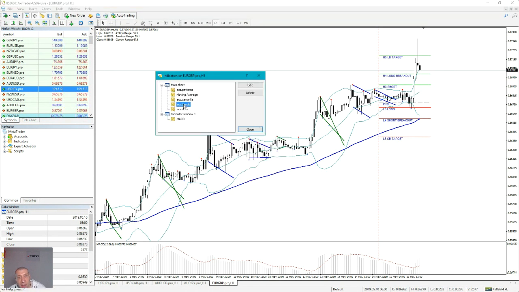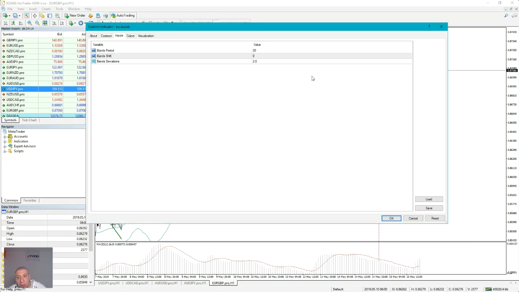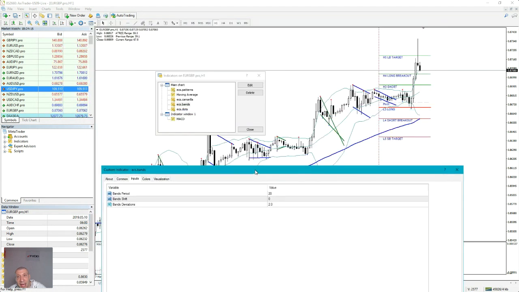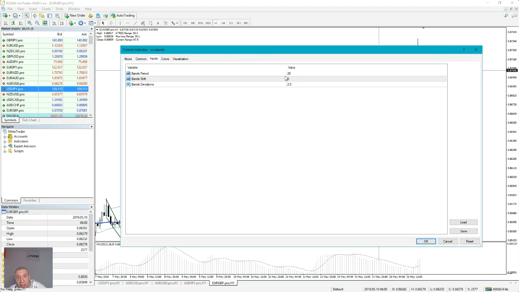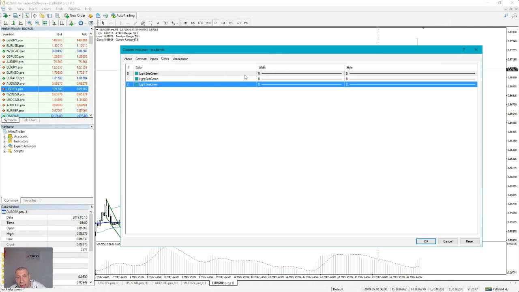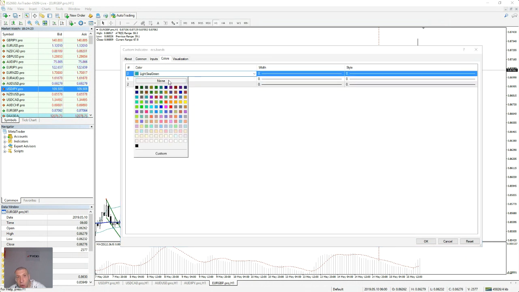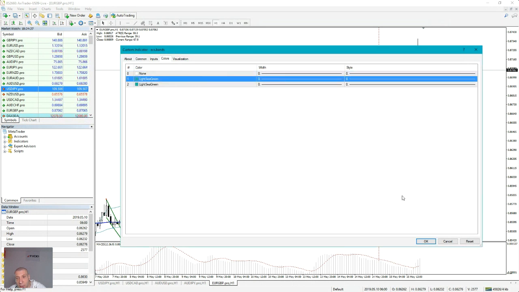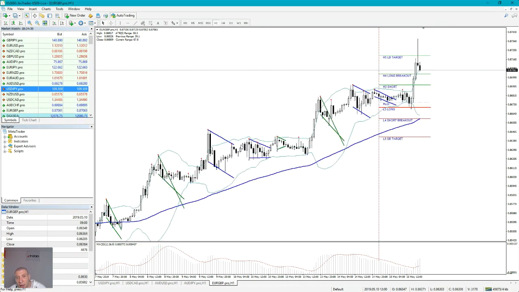Next one is bands. Simply put, this is the band indicator, guys. You can remove the middle Bollinger band if you want to experiment with it. Just press none, and you can remove it. Okay, you see now there is no middle Bollinger band line.